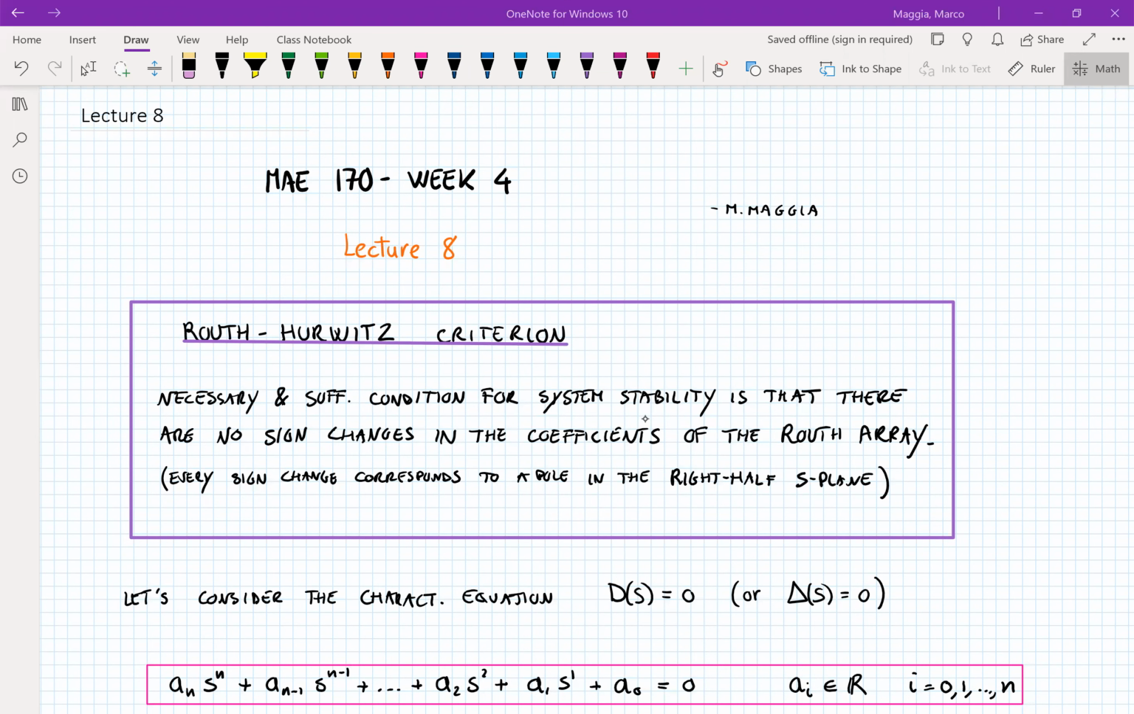Welcome back everyone to MAU 170. This is lecture 8 in week number 4. Last time we saw the concept of stability for linear systems.